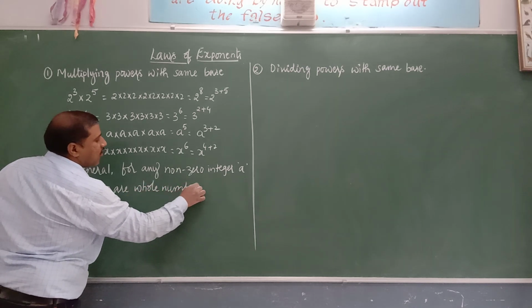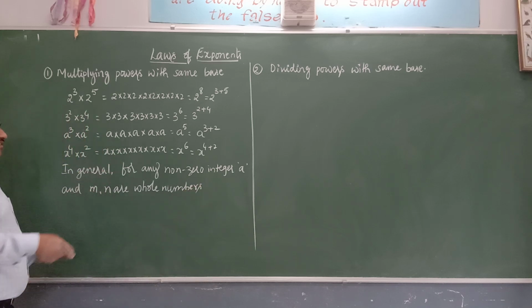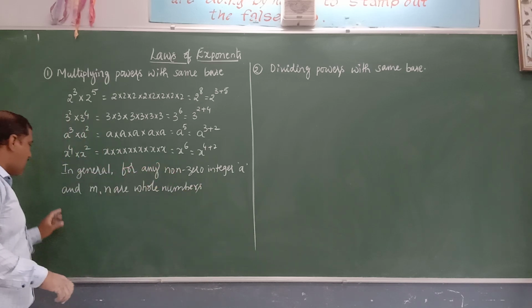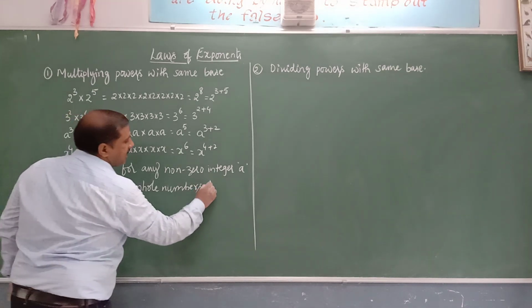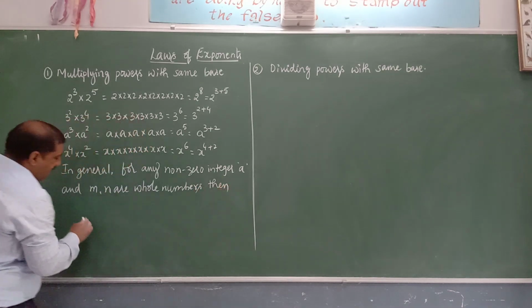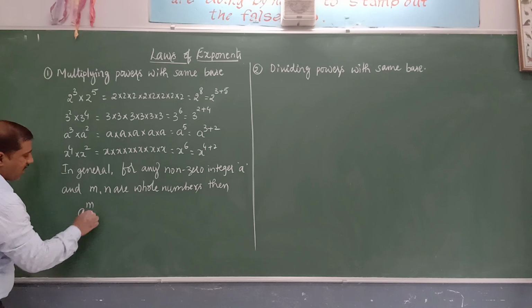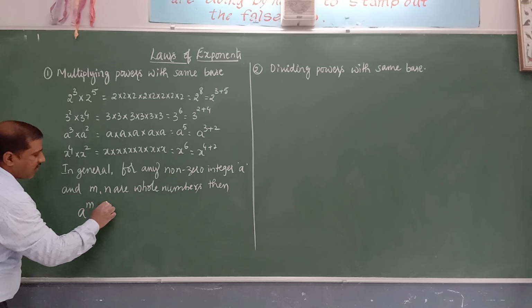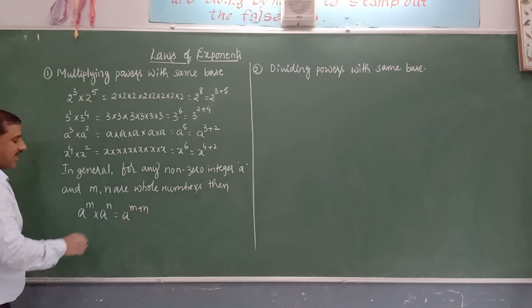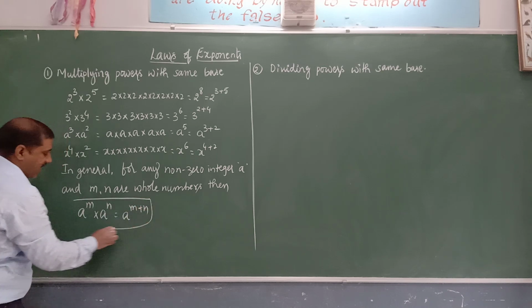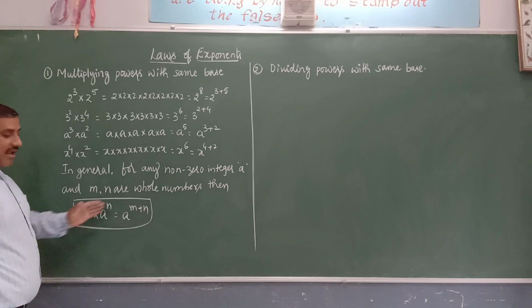M, n are whole numbers. In general, for any non-zero integer a and m, n are whole numbers, then a to the power of m into a to the power of n is equal to a to the power of m plus n. That is the sum of the powers, the sum of the exponents.